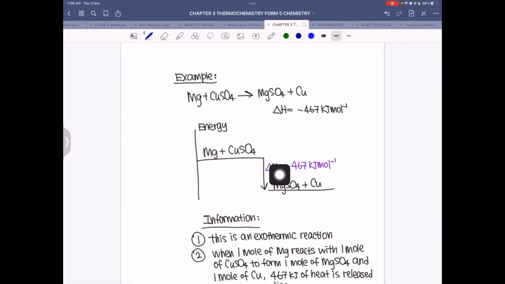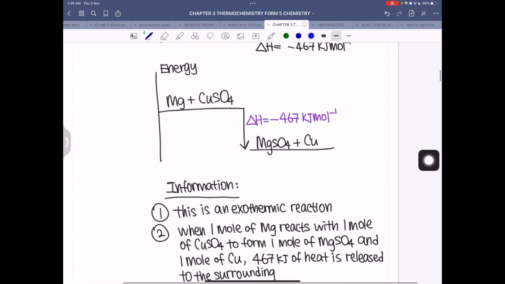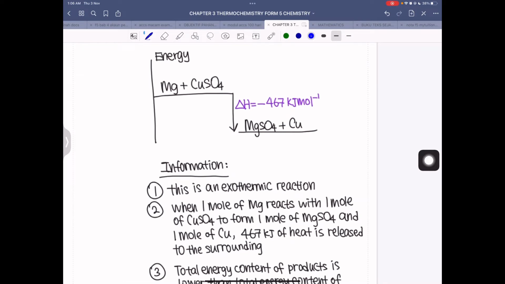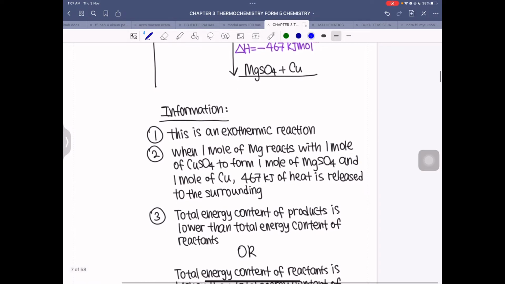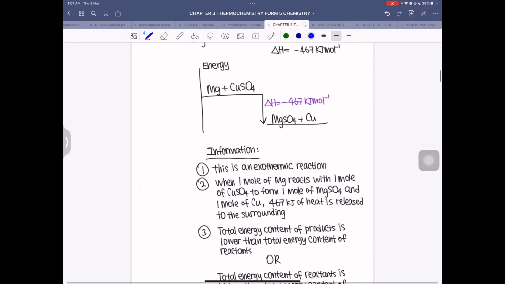So as you can see, 1 mole of magnesium reacts with 1 mole of copper sulfate to form 1 mole of magnesium sulfate and 1 mole of copper. And then later, look, it releases because it is negative. 467 kilojoules of heat is released to the surrounding. So when that happens, we can say the total energy content for the product is lower than the total energy content of the reactants. Or you can say the total energy content of the reactants is more than the total energy content of the product.